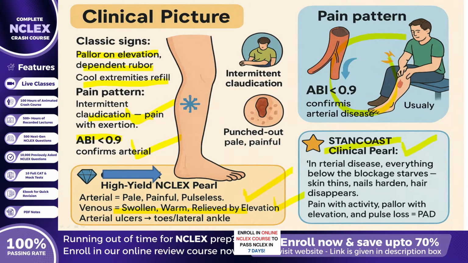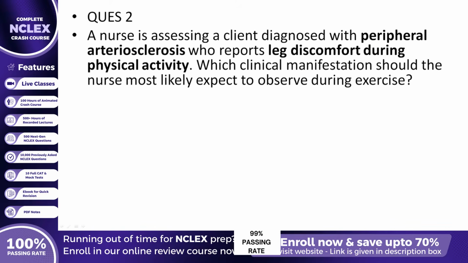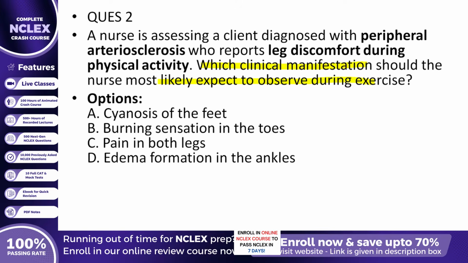Moving forward into this scenario, a nurse is assessing a client diagnosed with peripheral arteriosclerosis who reports leg discomfort during physical activity. The key question here is, which clinical manifestation should the nurse most likely expect to observe during exercise? The available options include A, cyanosis of the feet, B, burning sensation in the toes, C, pain in both legs, and D, edema formation in the ankles. The correct answer is C, pain in both legs.